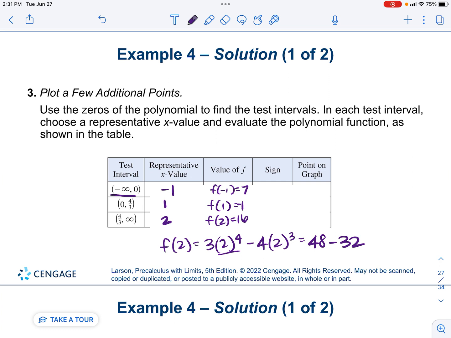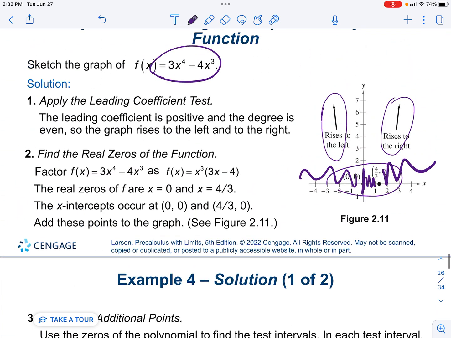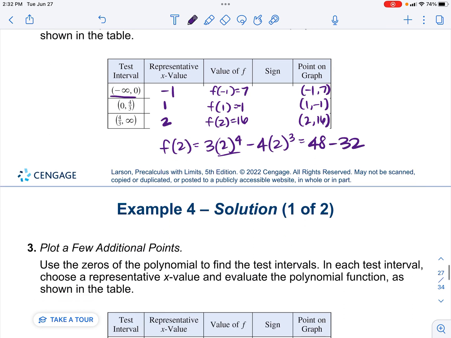What that does is it gives you additional points. So negative 1, 7 is a point on the graph. 1, negative 1 is a point on the graph. 2, 16 is a point on the graph. And then when you go in and you're graphing it and you're filling in the details, it gives you a more accurate graph.